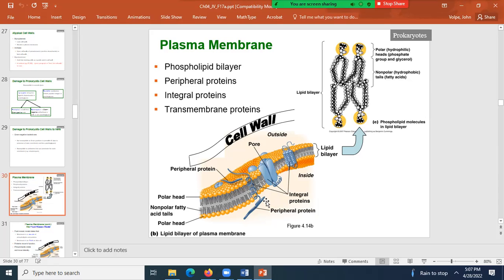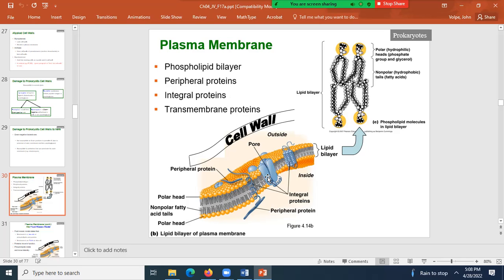Now, these proteins in the plasma membrane can be broken into three groups. You can call them peripheral proteins, and that'll be a protein that's mainly on one side or the other of the plasma membrane. There are also integral proteins and transmembrane proteins, and both of these proteins span the membrane. All transport proteins will be a protein that spans the membrane.